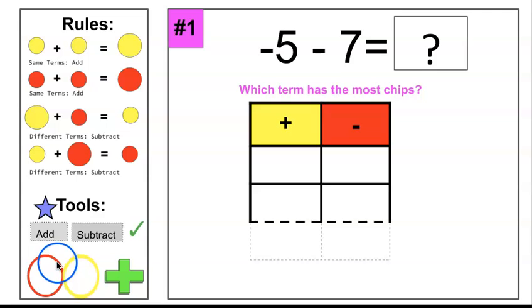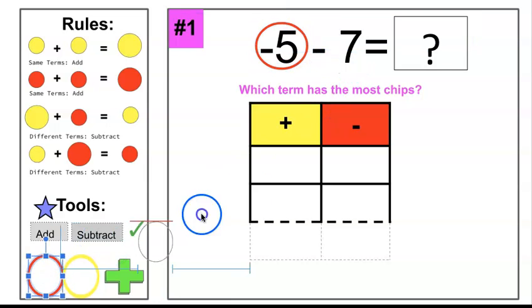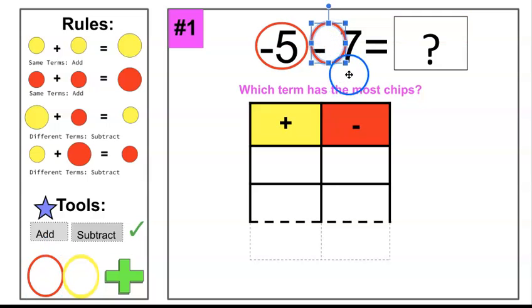So let's begin as we always do by circling our terms. We're going to get a red circle and circle -5 and go ahead and stretch it. That's -5. We look at our next integer and we're going to get another red circle. And we're going to stretch it so we can circle our integers with the appropriate color. So these two are negatives, so they are in red.